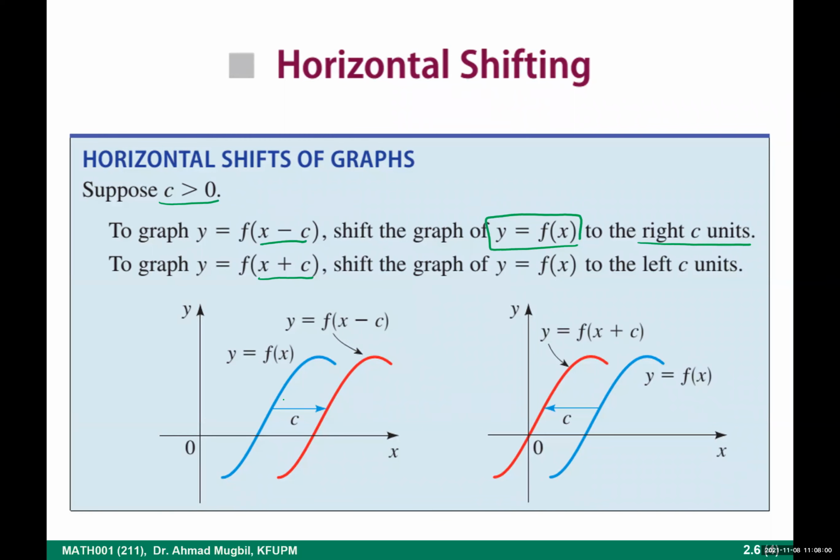Look here, this is the original graph, the blue one. When we replace x by x minus c, we are shifting the graph to the right because c here is positive. And of course, when we have x plus c, it is to the left.